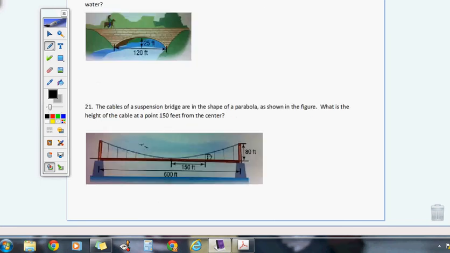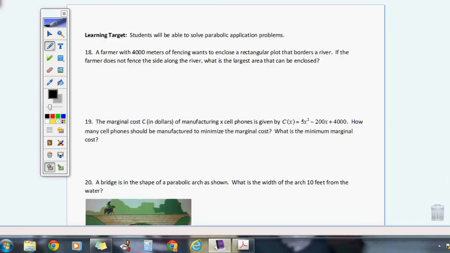All right, moving on to the application problems here. We actually have done 18 and 19 earlier in this year. We're just revisiting these, coming back. Hopefully they're going to start making sense at some point, and the practice we do with them will make it better. We have a rectangular plot up against a river.